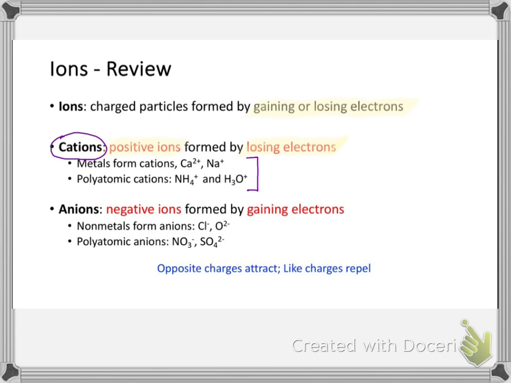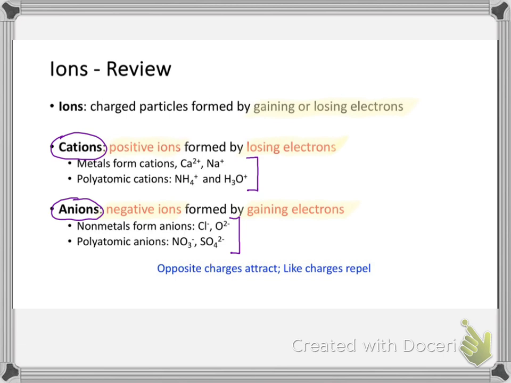Then we have anions, and anions are negative ions, and they're formed by gaining electrons. So again, we remind ourselves that electrons are negative charge. So if the atom gains negative charge, it's going to become negative. And we call negative ions anions. So there's some examples of what anions look like. Nonmetals are going to be the ones that form anions. So there's a chloride ion and an oxide ion.